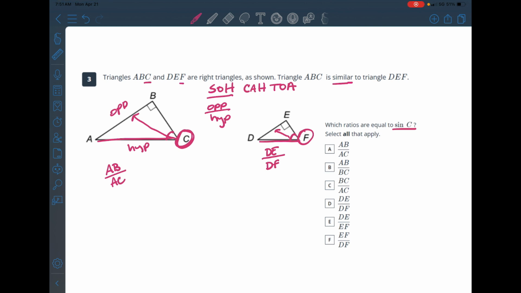So let's look for that. We have AB over AC, that's it. This one says AB over BC, not yet. BC over, so BC is our adjacent side, so we can get rid of those. Now we're moving to the other triangle. DE over DF, yes. They have side EF in this one, so that doesn't work. Also, again, side EF. So we have this one and this one.